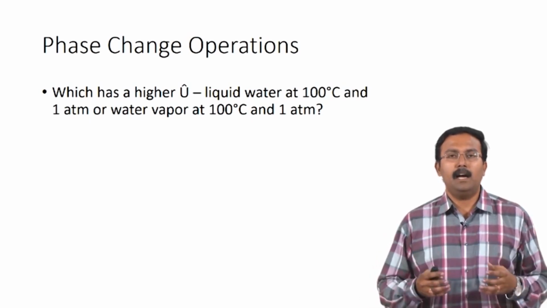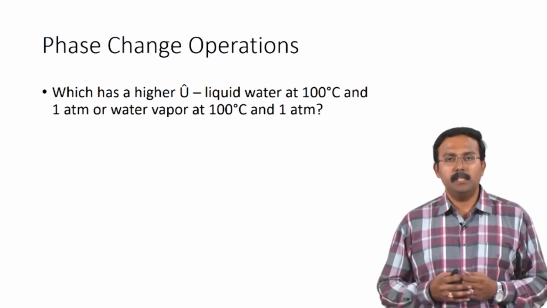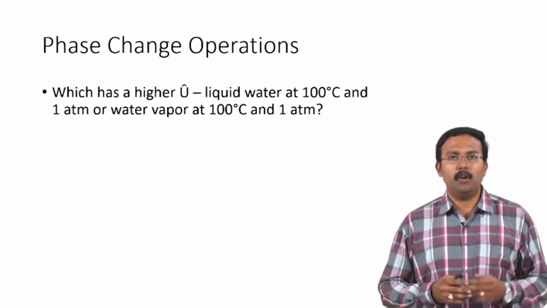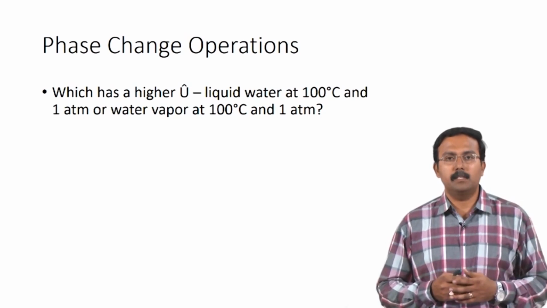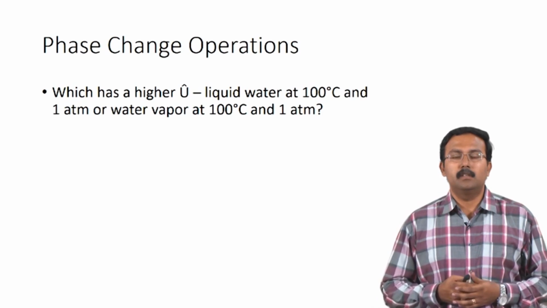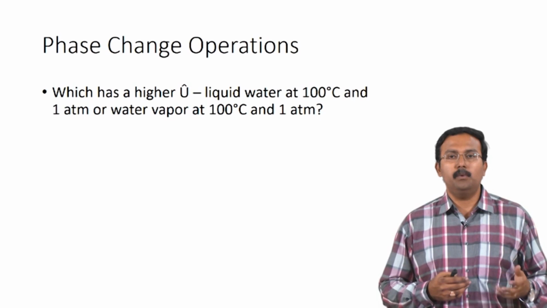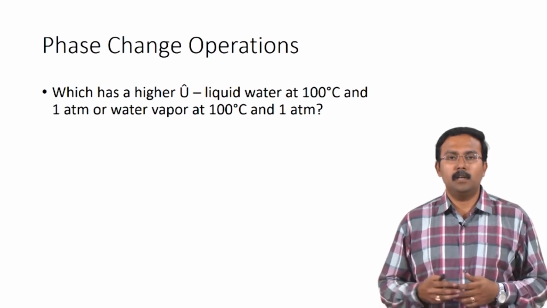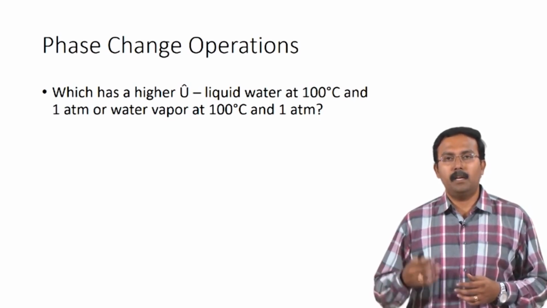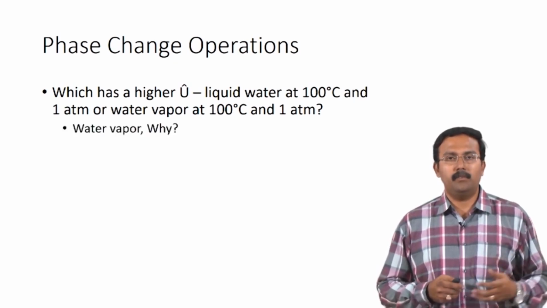So, you would have change in enthalpy or internal energy associated with these phase changes, which have to be accounted for when we perform energy balance calculations. Please look up the steam tables and answer this question: which has a higher specific internal energy, liquid water at 100 degrees Celsius at 1 atmosphere or water vapor at 100 degrees Celsius and 1 atmosphere? The answer is water vapor.